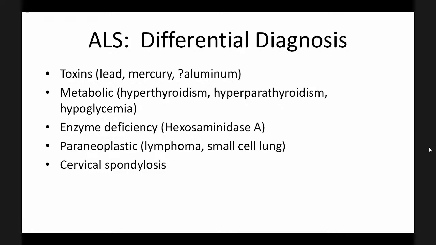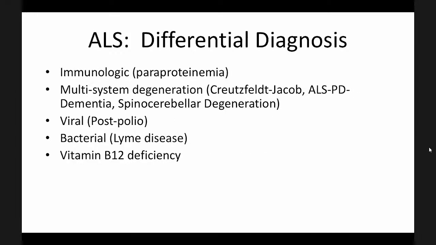Also, cervical spondylosis has some of the features of atrophy. There is some numbness, and there is some spasticity as well. We have some paraproteinemia, and there are multi-system diseases like Creutzfeldt-Jakob disease. We have ALS, Parkinson's disease, dementia. There is a common condition of spinocerebellar degeneration. Post-polio also has some of the features of both lower motor and upper motor type.